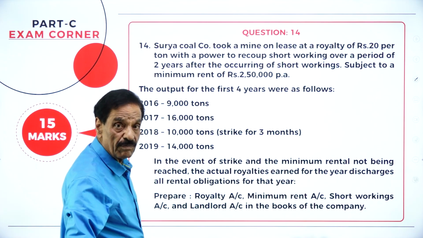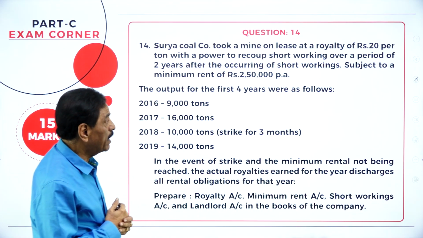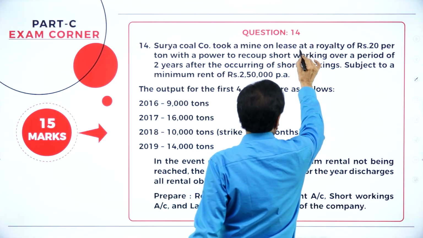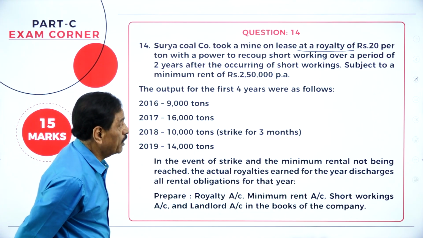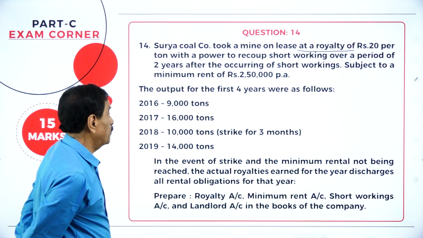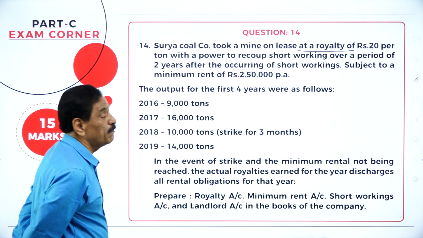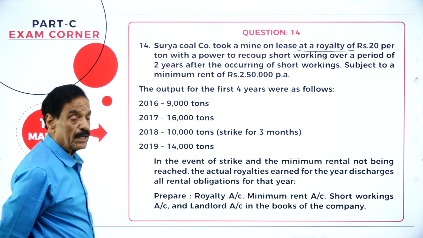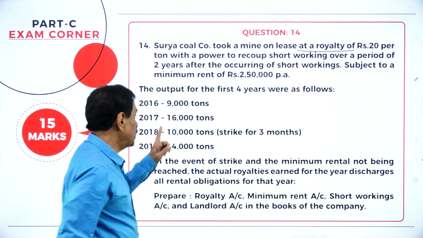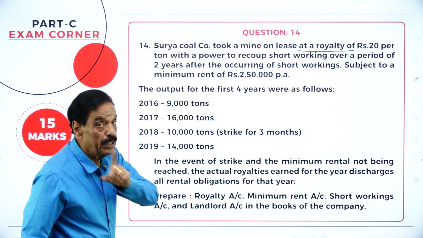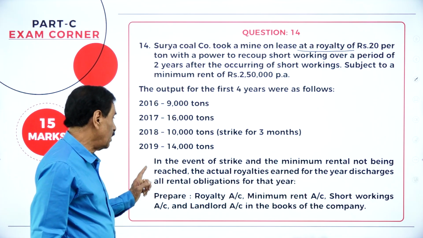This goes in favor of the lease royalty. Surya Coal Company took a mine on lease at a royalty of rupees 20 per ton with power to recover short working over a period of 2 years after occurring of short working, subject to a minimum rent of 2,50,000 per annum. The output for the first 4 years were 9,000 tons, at 20 rupees per ton, remember, and then 16,000, 10,000, 14,000.